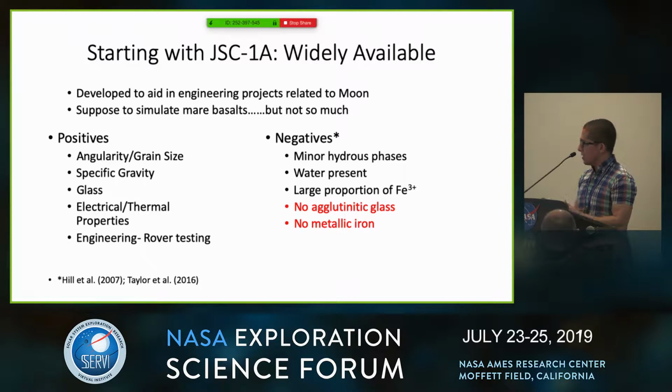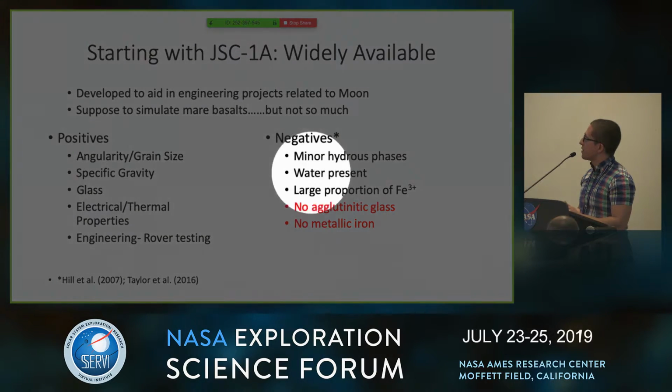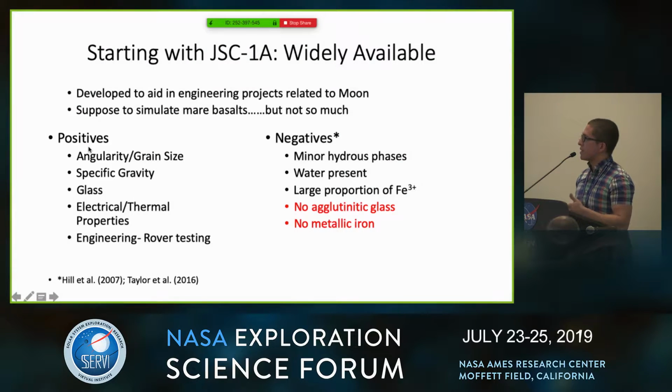Some of the positives are that the angularity, grain size, specific gravity, and the glass content are pretty much on par with lunar regolith. The electrical and thermal properties also match up pretty well with lunar regolith, so it's really good for engineering applications like rover testing. But there are, of course, downsides to JSC1A, primarily regarding the mineralogy and the chemistry of it.